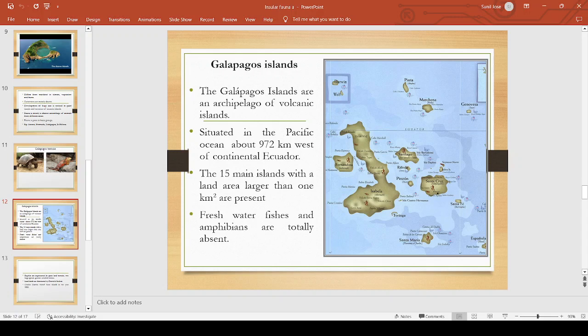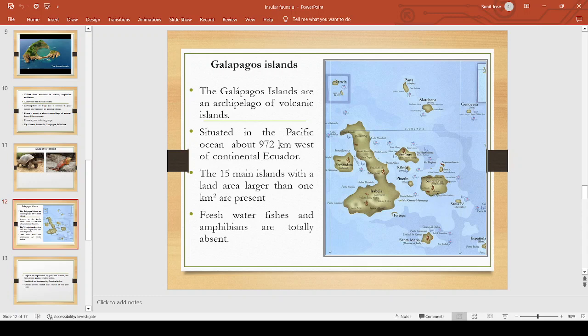Now coming to the Galapagos Islands, you can see that it's a volcanic island. Yesterday I told you how volcanic islands are formed, mainly by volcanic eruptions. When these volcanic eruptions go on for millions of years, that will slowly result in the formation of a volcanic island. That is how the origin of a volcanic island is. It is situated 972 kilometers west of continental Ecuador. Ecuador is the country, so around 1000 kilometers.